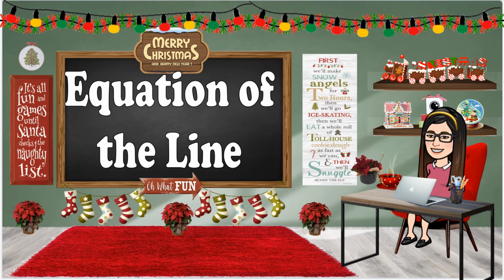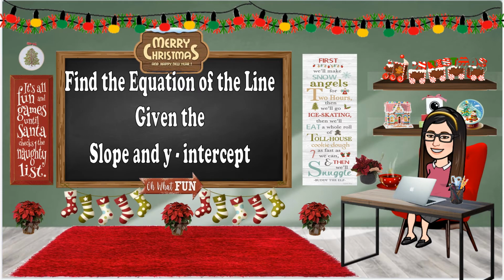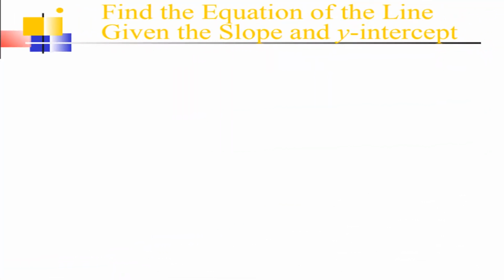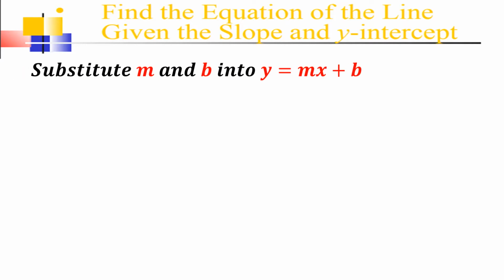Our topic for today is all about the equation of the line. The first thing that we're going to talk about is how to find the equation of the line given the slope and the y-intercept. For us to find it, substitute m and b into slope-intercept form, y is equal to mx plus b. Meaning, just substitute m for the slope and b for your y-intercept.